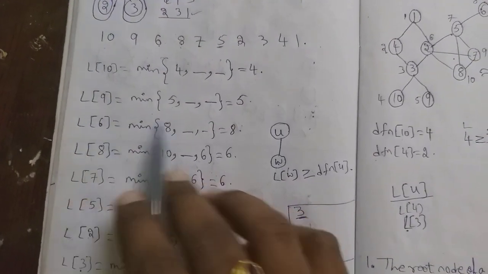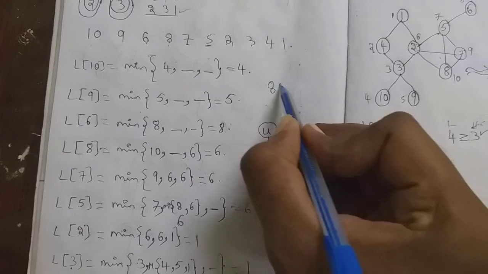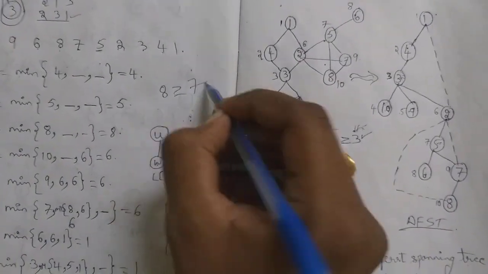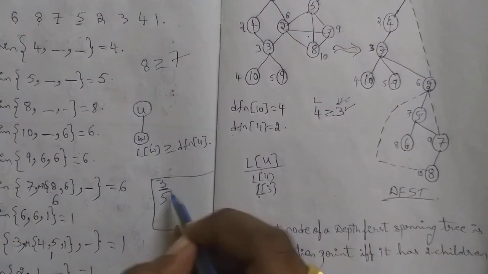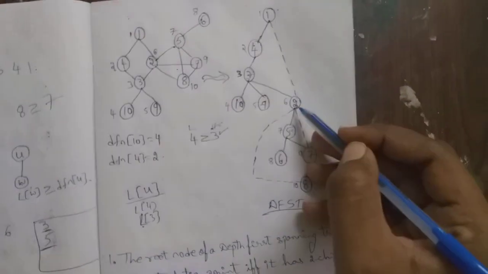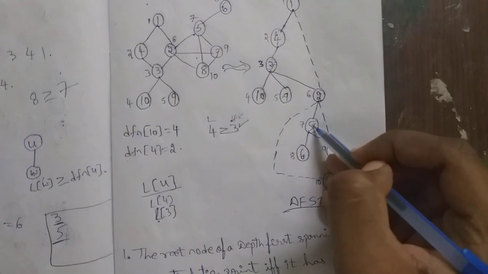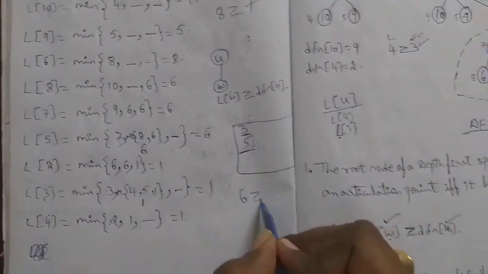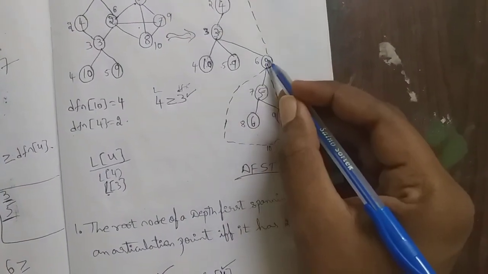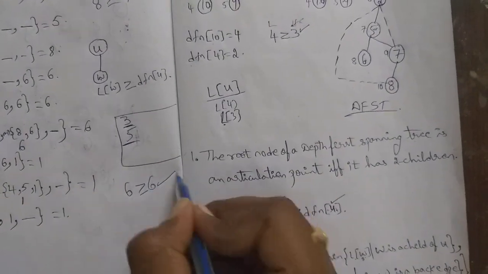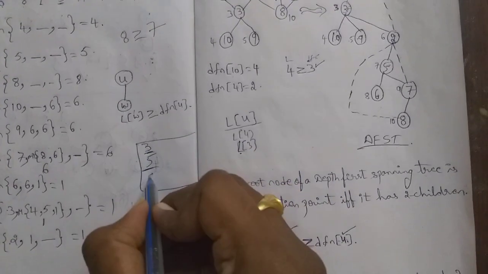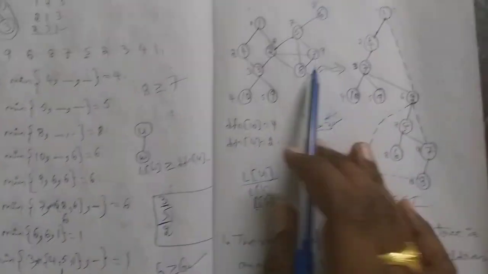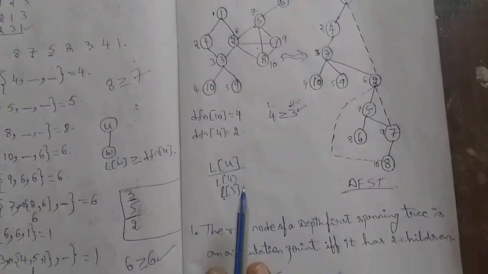L value of 6 is 8, which is greater than or equal to the depth first number of 5, which is 7. Therefore 5 is also an articulation point. You consider vertex number 2, the child 5. What is the L value of 5? 6, which is greater than or equal to the depth first number of 2, which is also 6. It satisfies. Therefore 2 is also an articulation point. Therefore 3, 5 and 2 are the articulation points of this given graph.